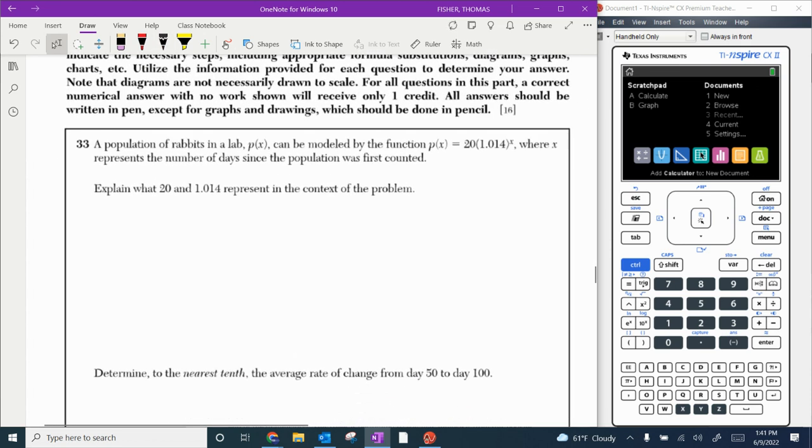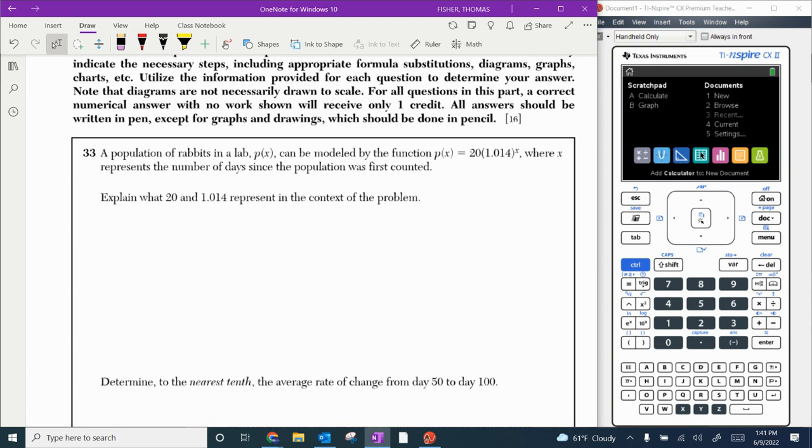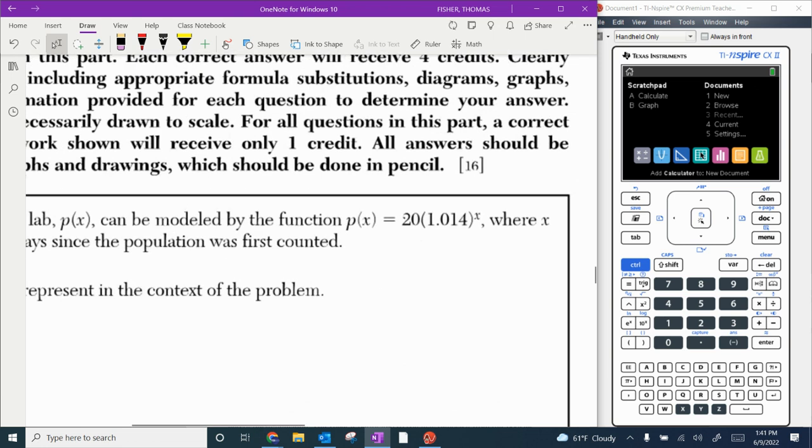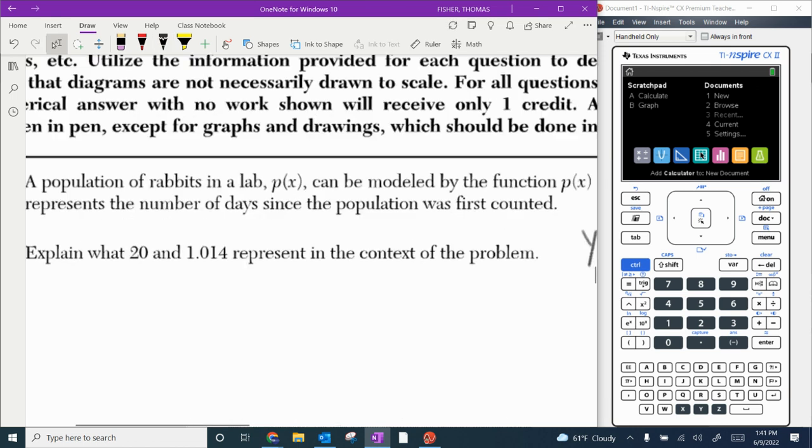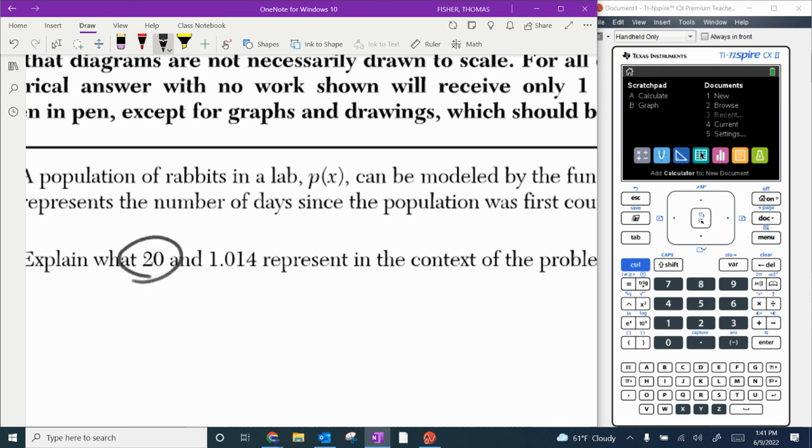Part 3s. So looking at this exponential function, the y-intercept. So exponential functions always look like y equals a times b to the x, where a is the y-intercept, or the initial value, and b is the growth rate, or the decay rate, the growth factor, if you will. So what do these numbers mean? Well, 20 represents the initial amount. So 20 is the initial amount, the y-intercept, of what we're talking about, which is rabbits.